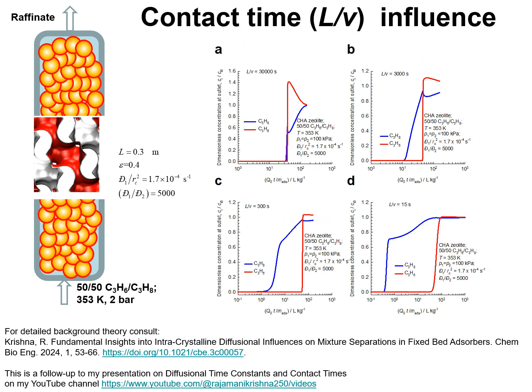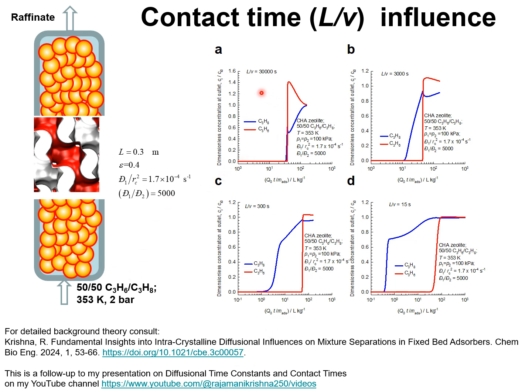In a second set of transient breakthrough simulations, we maintain the value of D1 divided by RC squared, where D1 is the Maxwell-Stefan diffusivity for component 1, which is propene, at a value of 1.7 × 10^-4 per second. We vary the flow rate of the gaseous mixture at the inlet, and thereby we vary the contact time between the gaseous mixture and the crystallites of Chabasite zeolite.